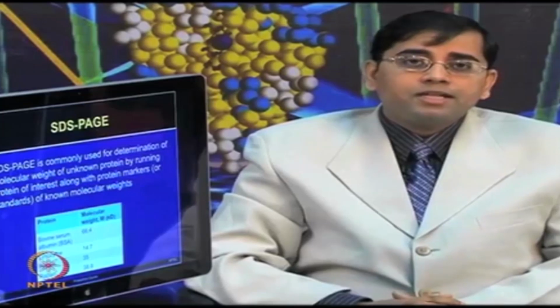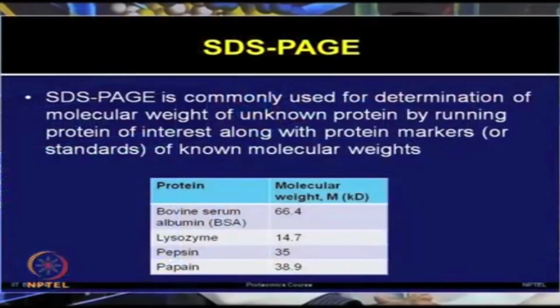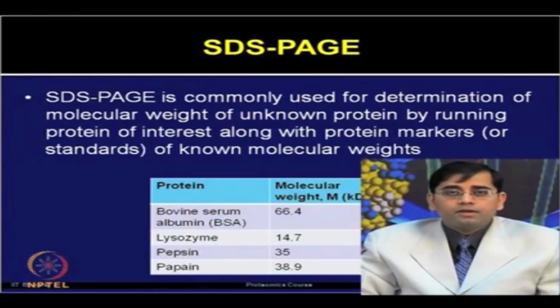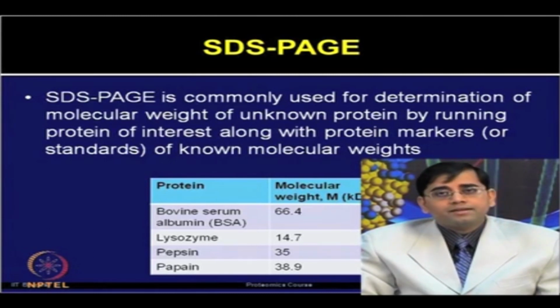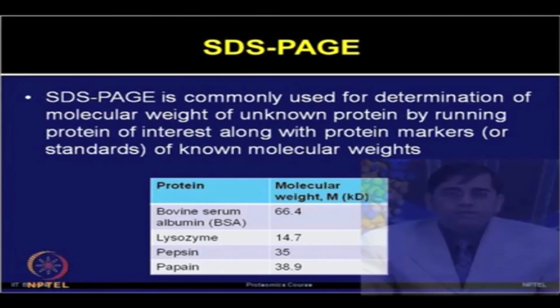So, SDS-PAGE is one of the very commonly used methods for determining the molecular weight of a protein of your choice or an unknown protein for which you want to know the molecular weight. So, if you run the standard protein markers along with your unknown protein, you can determine the molecular weight of the unknown proteins.